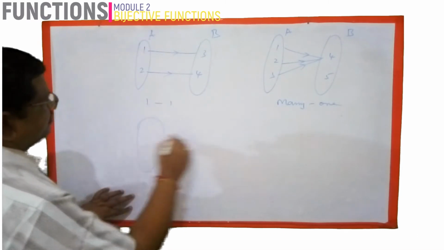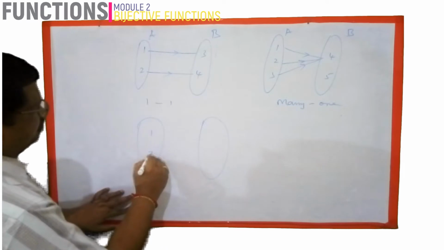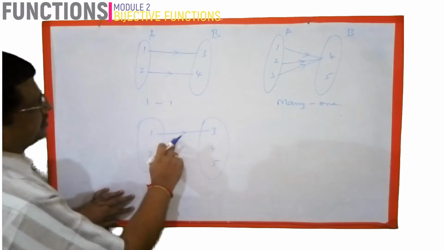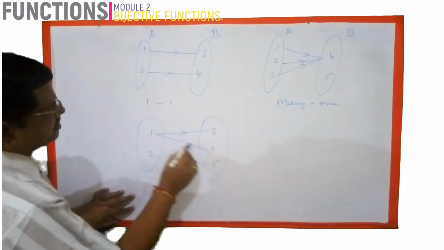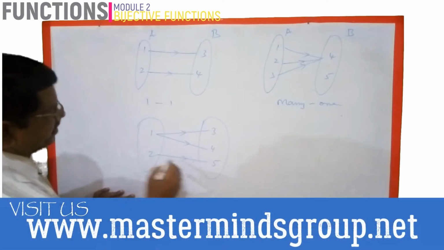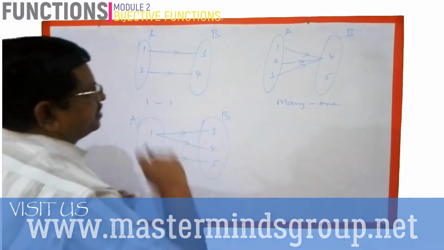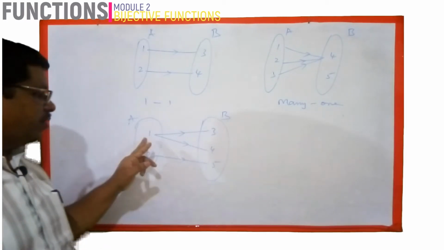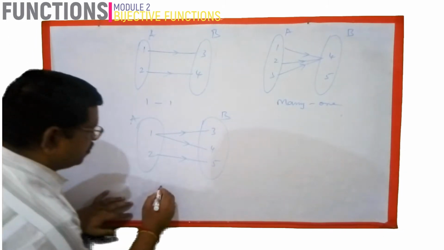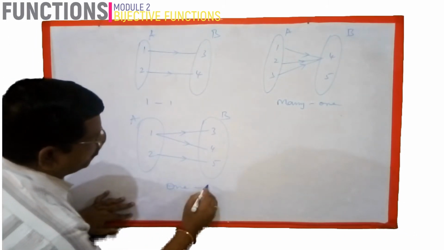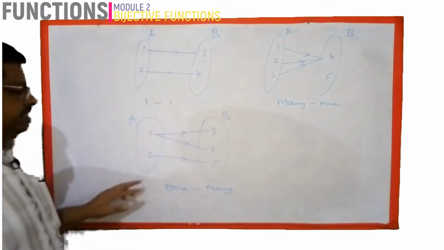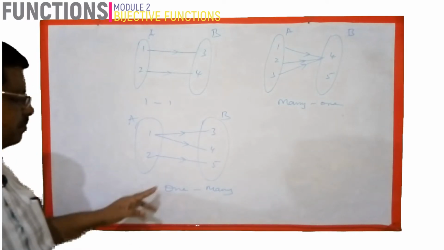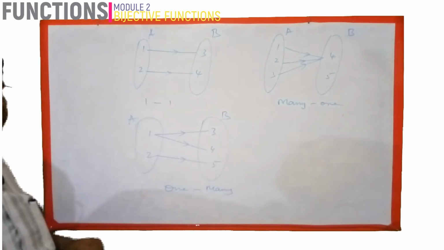Now let us take 1, 2, 3, 4, 5. Now 1 has image 3, 1 has image 4, 2 has image 5. Say this is set A and this is set B. Here one element has many images. That means one pre-image has many images. So this can be called a one-to-many relation. In this, one element has more than one image.